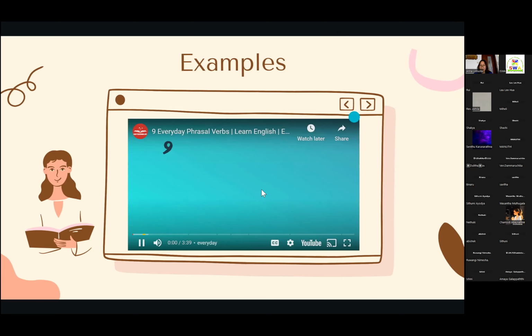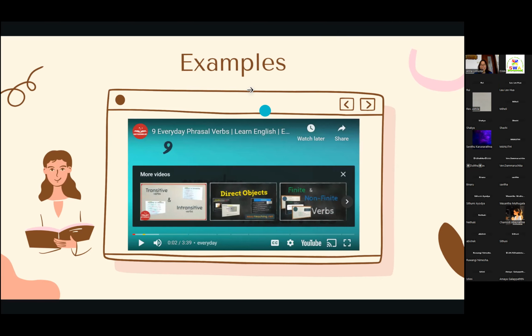Nine everyday phrasal verbs. Can you all hear the sound? Yes, ma'am. Can hear? Yes. Okay.